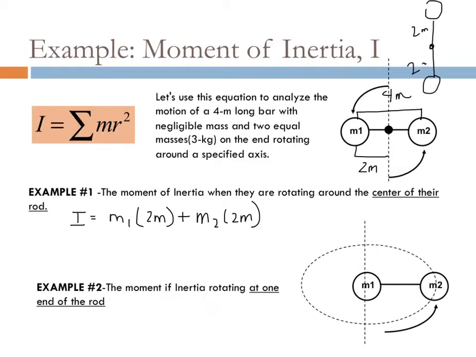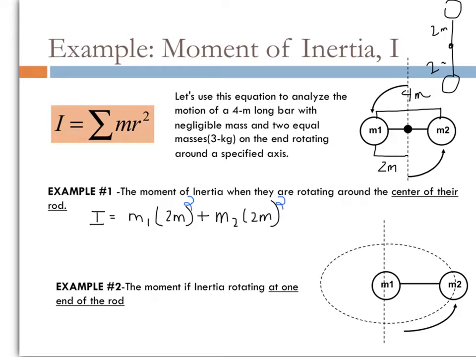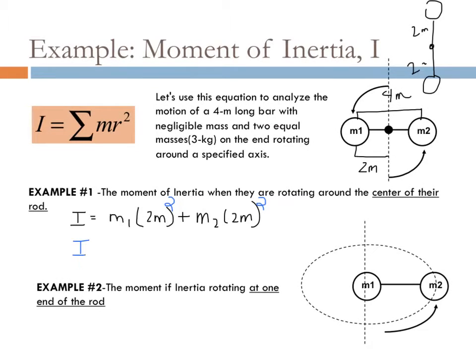And here, I've already forgotten to put in my square. So make sure you go and include your squares to your distances from your axis of rotation. So again, when you put in all of your values, you should get a moment of inertia of 24 kilograms meters squared. Again, if you learn to recognize the units of a moment of inertia, it'll also help you remember that R should be squared.